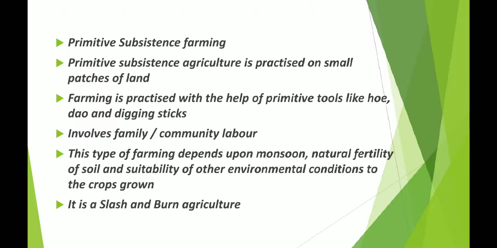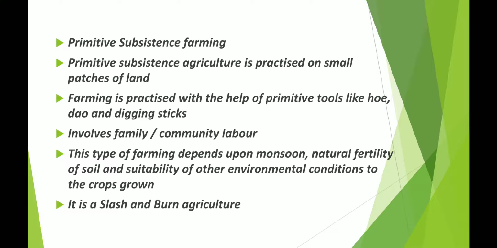Primitive subsistence farming. This type of farming is still practiced in few pockets of India. Primitive subsistence agriculture is practiced on small patches of land with the help of primitive tools like hoe and digging sticks. It involves family or community labor. This type of farming depends upon monsoon, natural fertility of soil, and suitability of other environmental conditions to the crops grown. It is a slash and burn agriculture.